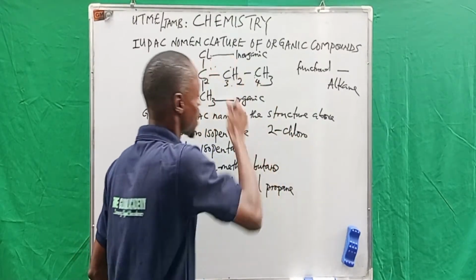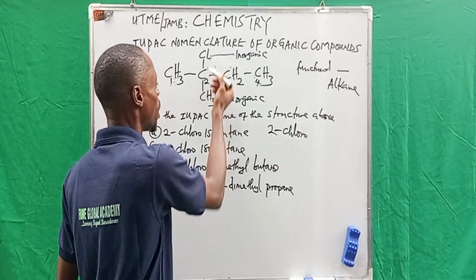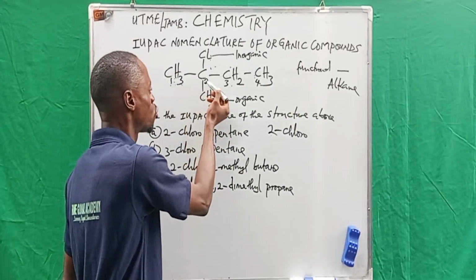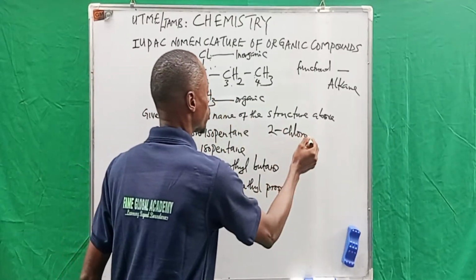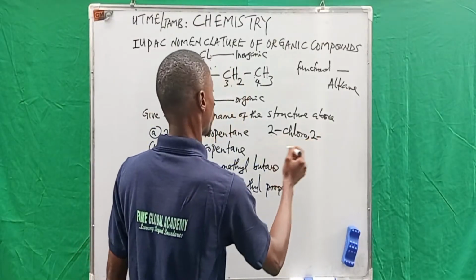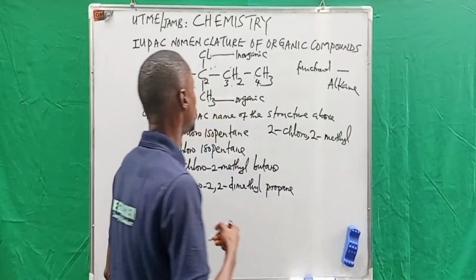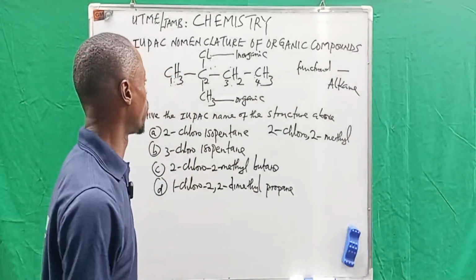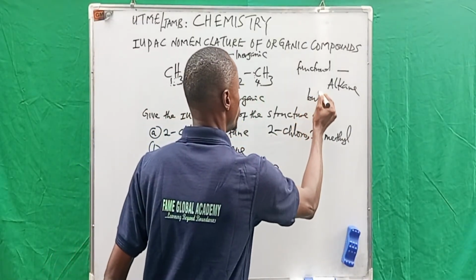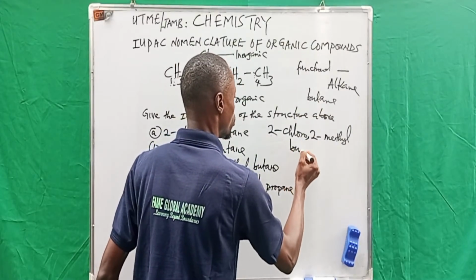This 2 simply means at carbon atom 2, that's where we have the inorganic substituent called chloro. Then before you go ahead to name the longest carbon chain, you name the organic substituent. At carbon atom 2, we have a methyl group. So you say 2-chloro, 2-methyl. Then you name the longest carbon chain, which is 1, 2, 3, 4, and that is what we call butane. So we have 2-chloro, 2-methyl butane.